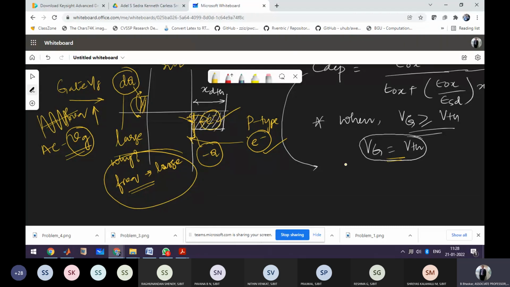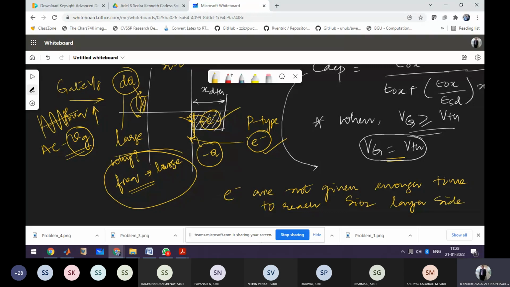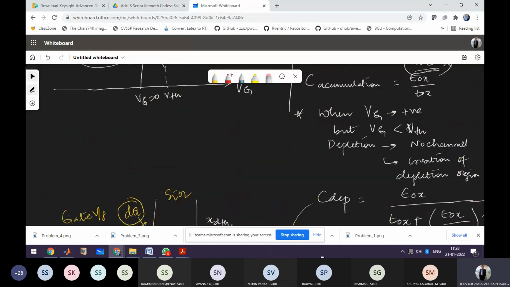In the simplest way, I can say electrons are not given enough time to reach the SiO2 layer side. It is exactly the same case as what was happening right here.